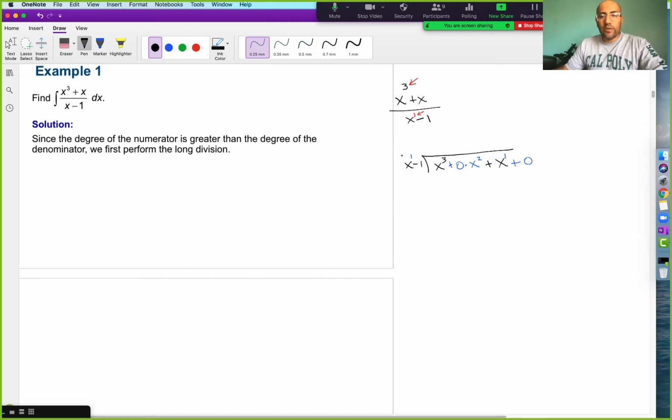Okay, next we have to multiply. We have to find something such that the multiplication of this term times the first term is identical to this one. So we have to introduce an x squared there. x squared times x gives you x to the third power. x squared times negative 1 gives you minus 1x squared. Good? Okay, then we subtract them.